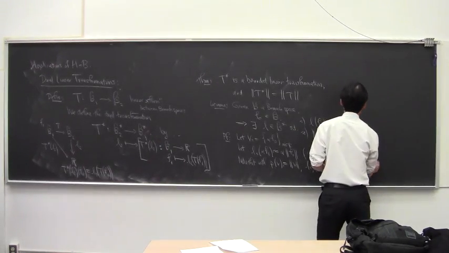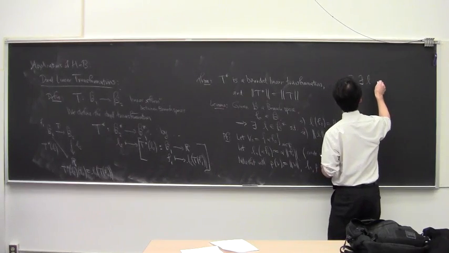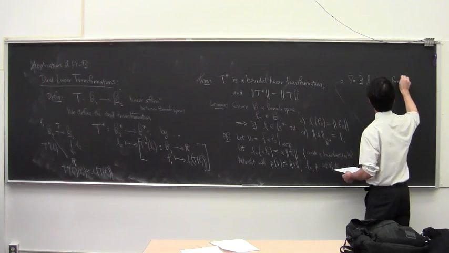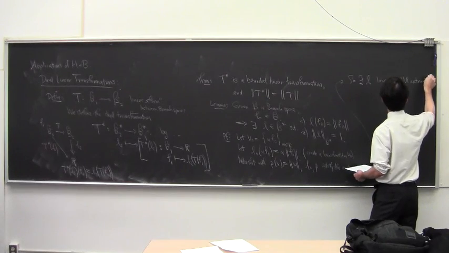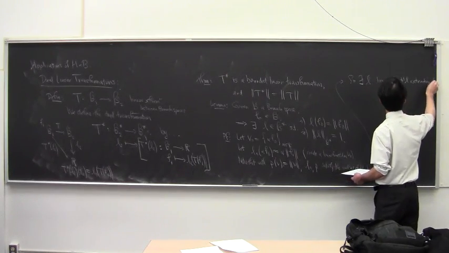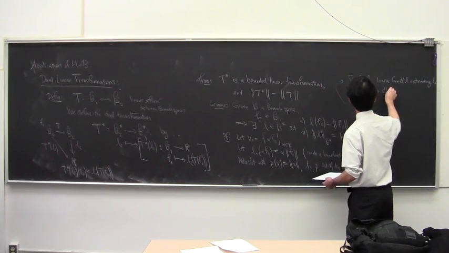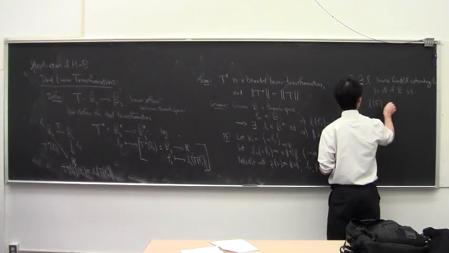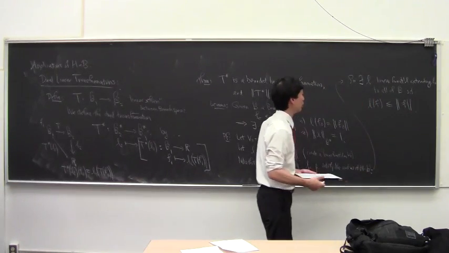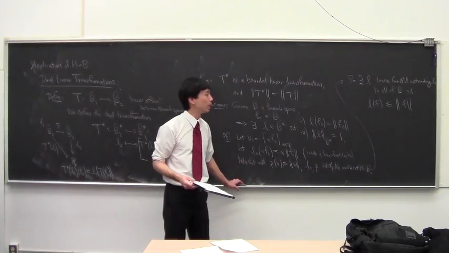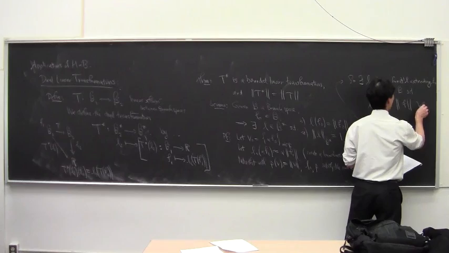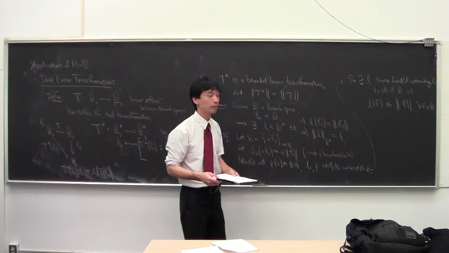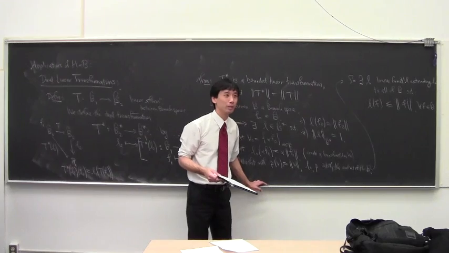So what does that give us? There exists an extension L, a linear functional extending L naught to all of B, such that L is controlled by P for all F in B. That's the conclusion of Hahn-Banach, of course.